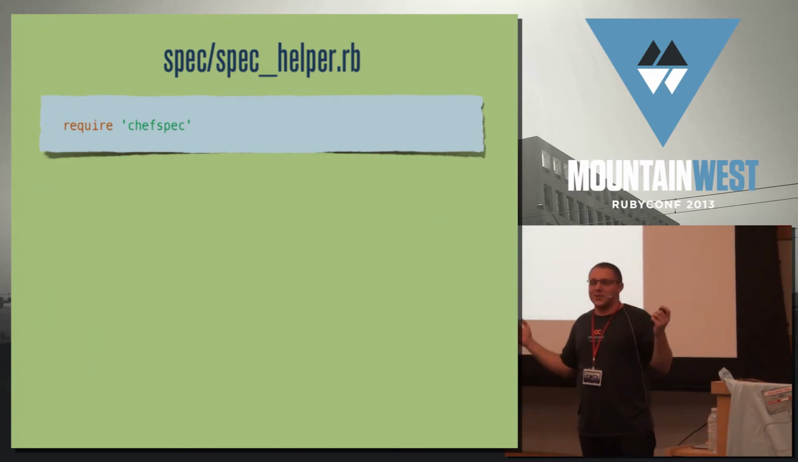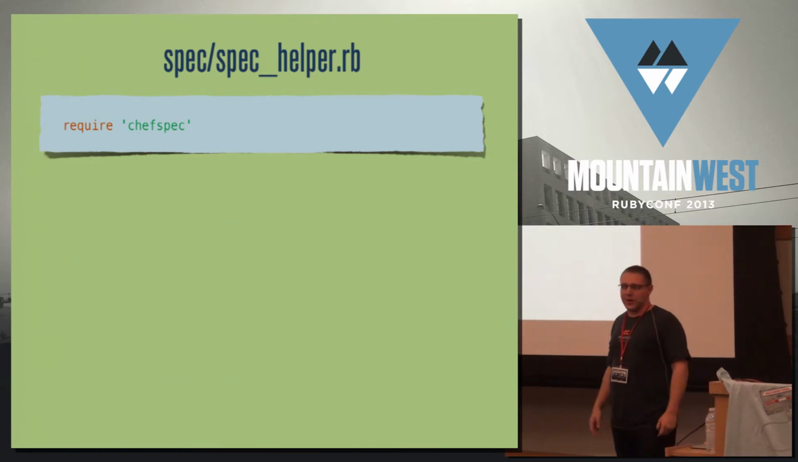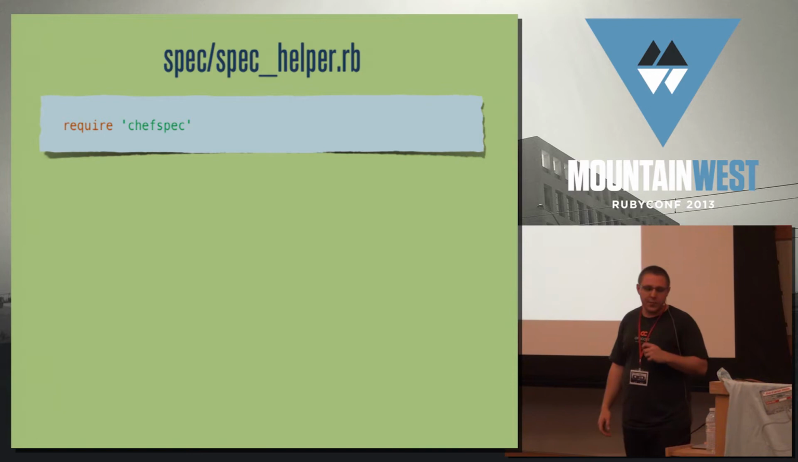So like I said, it's totally unnecessary. You could require chefspec at the top of every file. You can even pass a -r flag to rspec to make it require it during the run.